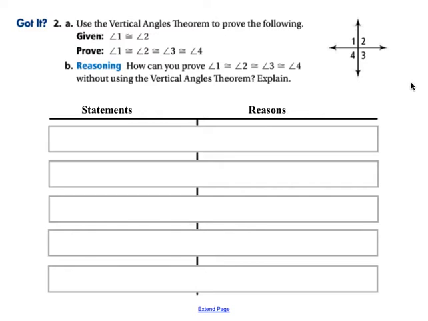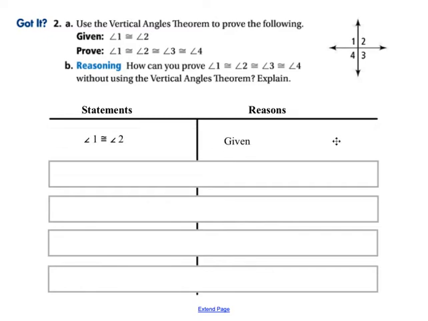All right, I hope you took some time to go ahead and try that. This one says use the vertical angles theorem to prove the following. We're given angle 1 and angle 2 are congruent. So that's where we always start, with our given statements. We want to prove all 4 of these angles are congruent. So let's go ahead and start.